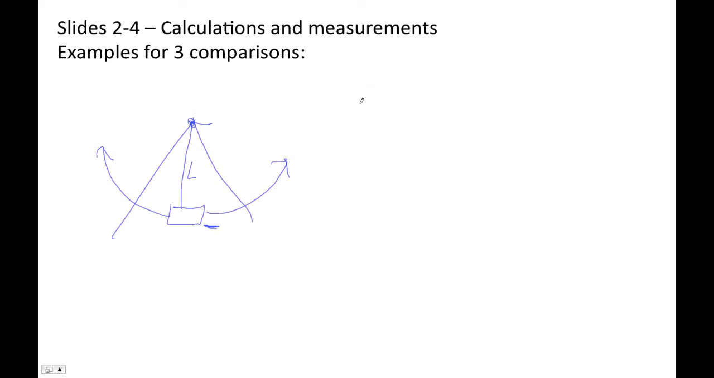So way number one is you could do a photo measurement. You could also look at the spec sheet.